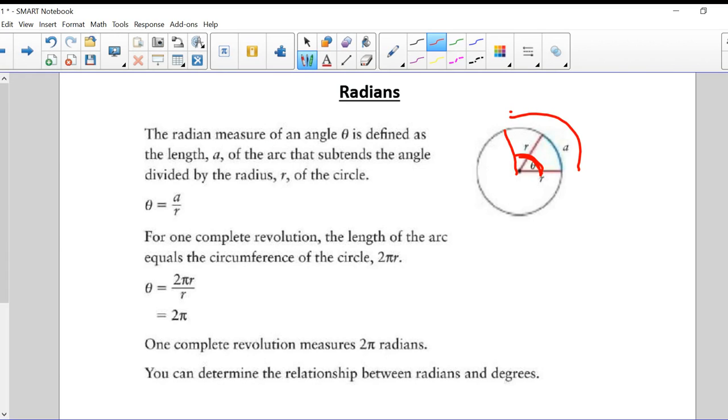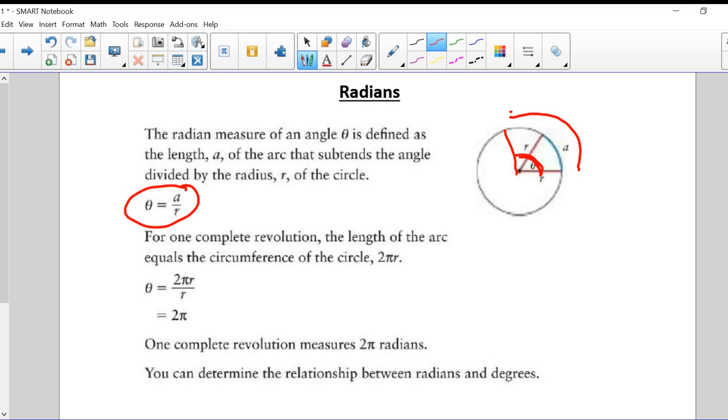Okay, let's just make sure everybody follows what I just said. The length of the arc is related to the size of the angle. And when that angle gives you an arc which is 1 radius long, it's called a radian. So this is saying that the angle is equal to A, the length of the arc, divided by the radius. So if you have an arc which is 2 radiuses long, then the angle is going to be 2 radians, and so on and so forth.